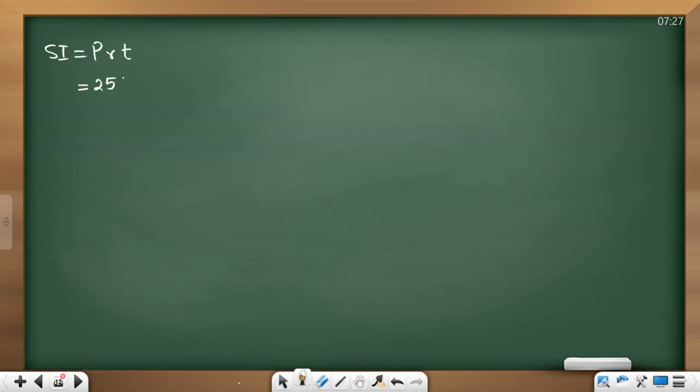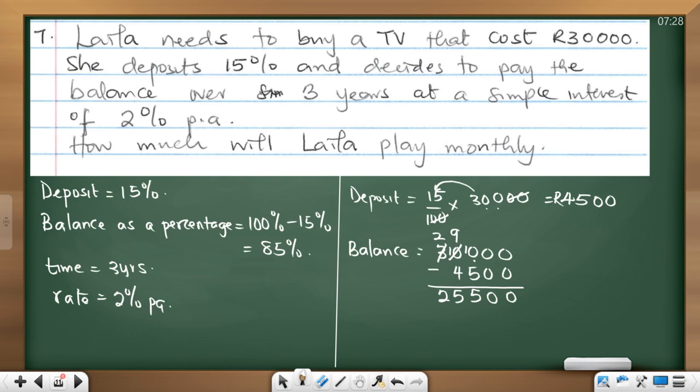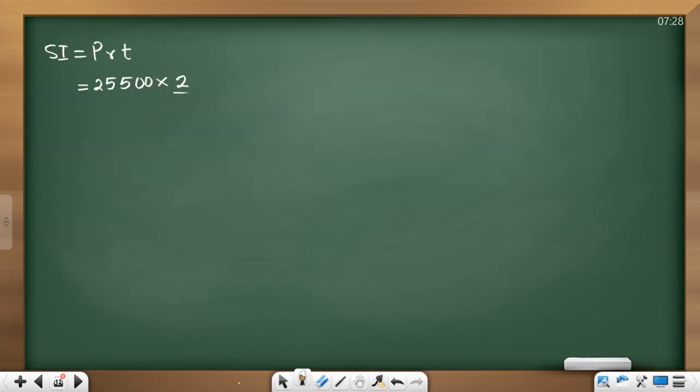25,500. All right. And what is the interest rate? It is 2%, I think, and for 3 years, 2 over 100. And for 3 years. Beautiful. So we have what? 255 times 2 times 3 would give us a 6.